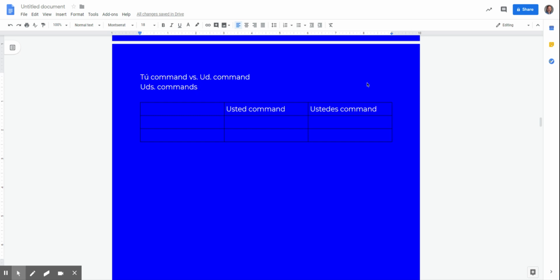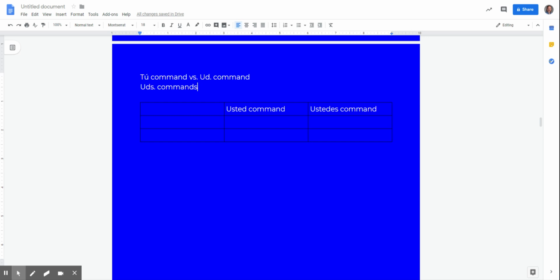So when you do an usted command, you're telling somebody to do something, please. You're being polite about it. You're telling grandpa to give you some money, please. You're going to be nice about it. So that's what an usted command is.